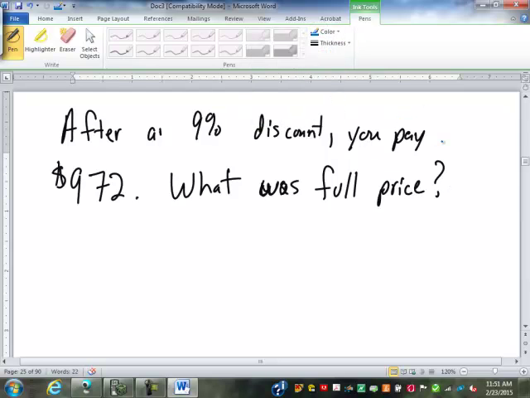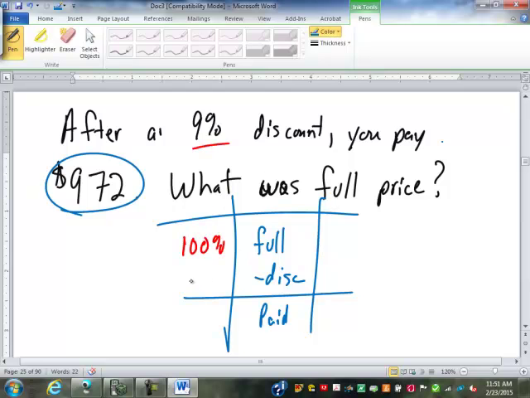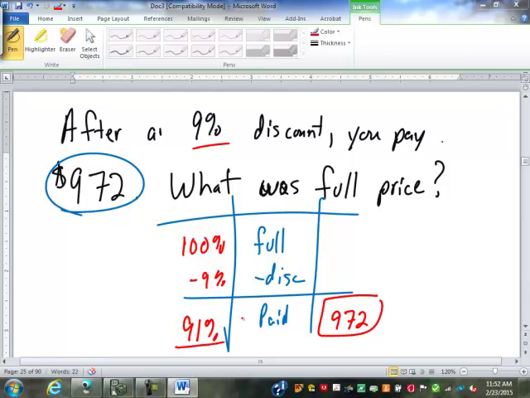Well, here you could try to find 9% of the 972 and add it back on, but it wouldn't work. You'd get an incorrect answer. What we need to look at here is we had the full price, we subtracted a discount, and we got the amount that we paid. I put the percents on the left side here. Full price was 100% minus a 9% discount means we paid 91%. So what we're looking for, the amount that we paid, the $972, is 91% of the full price. We're looking for the full price here.